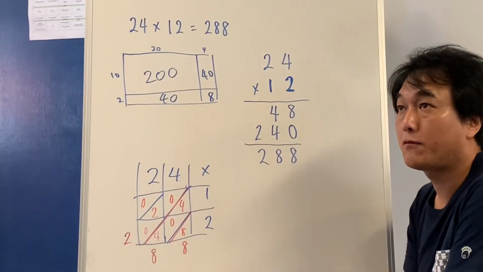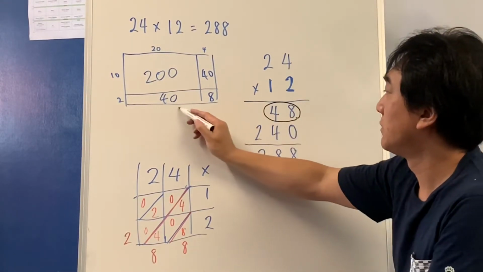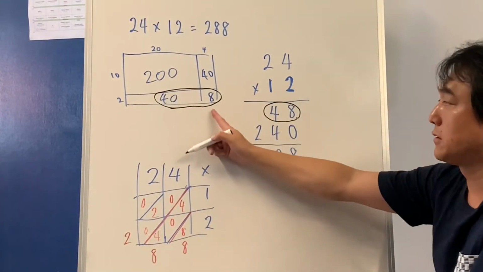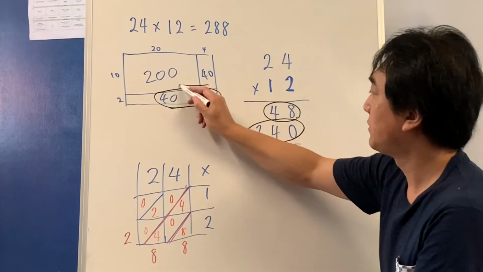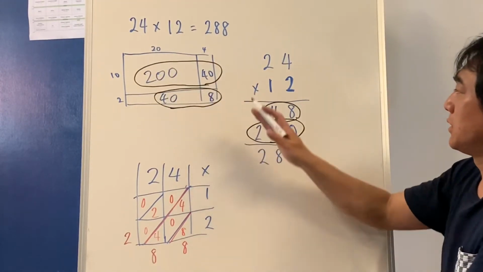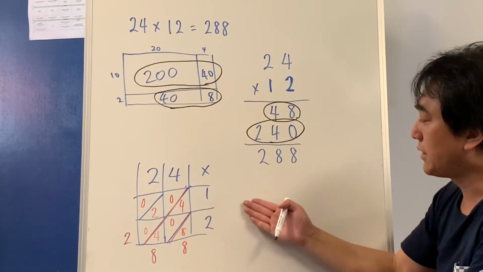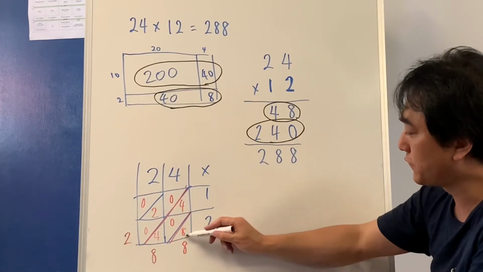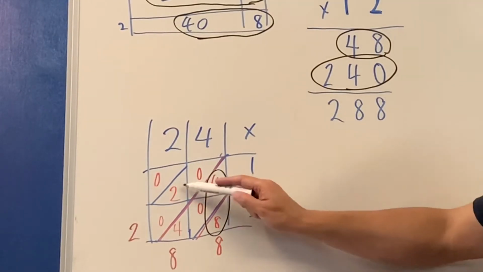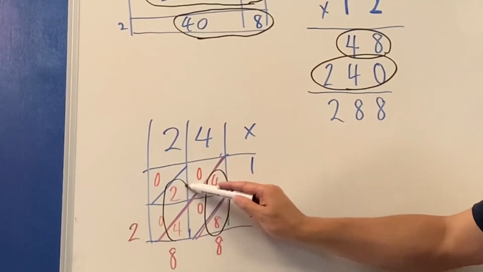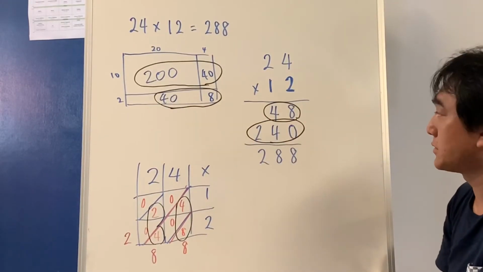Some of you may have realized this 48 can be seen here. I can see 240 and 240 here. So we're doing pretty much the same operation. However, lattice is slightly different, but I can see 48. This seems like this is the tens column. 48 is here, and I can see 240 here. This is the hundreds column, 240 here. So we're pretty much doing the same thing.